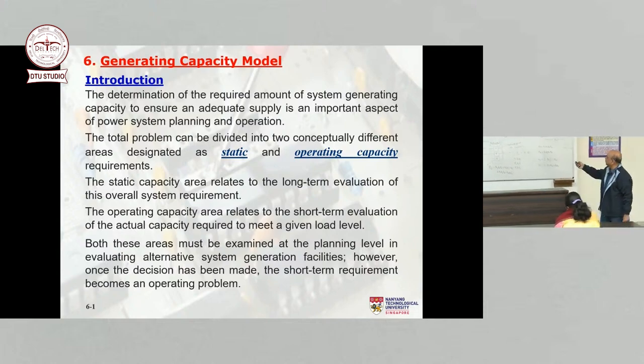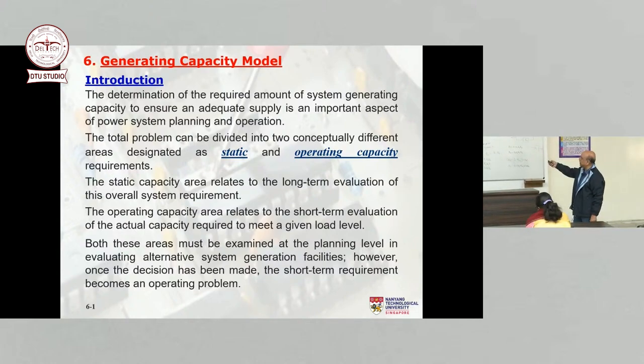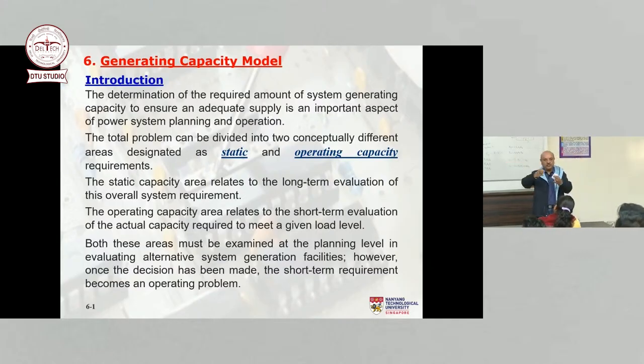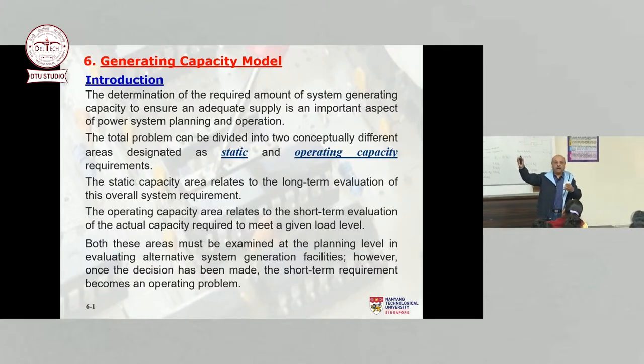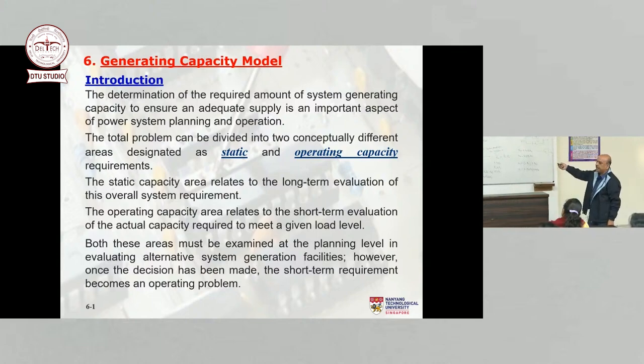So the determination of the required amount of system generation capacity to ensure an adequate supply is the most important thing. When you plan generating capacity expansion, what are you looking for? You say, hey, this is my expected load, so I want my generation to be this much, right? Obviously greater than the load. How much greater? That really is, again, whether you are doing a probabilistic study or a deterministic study, things like that, okay?